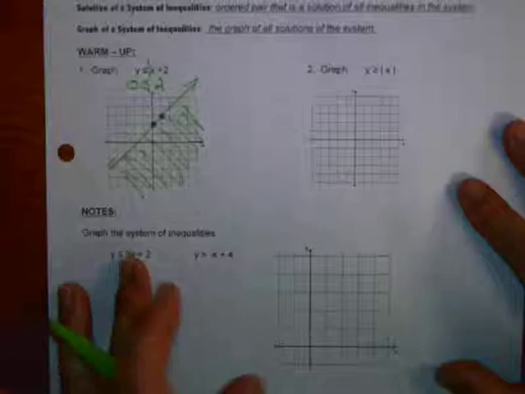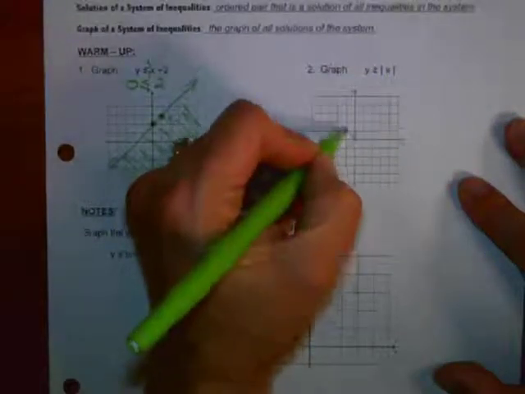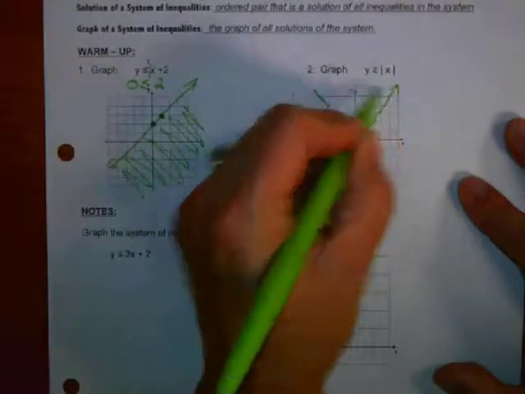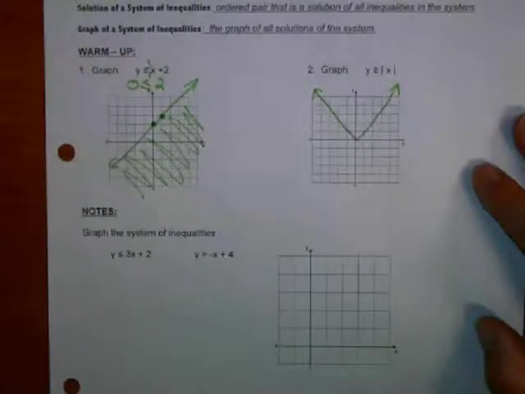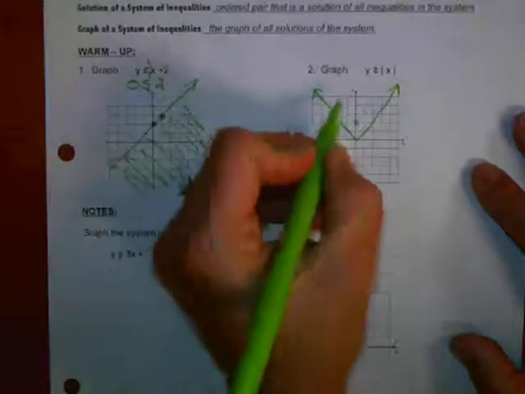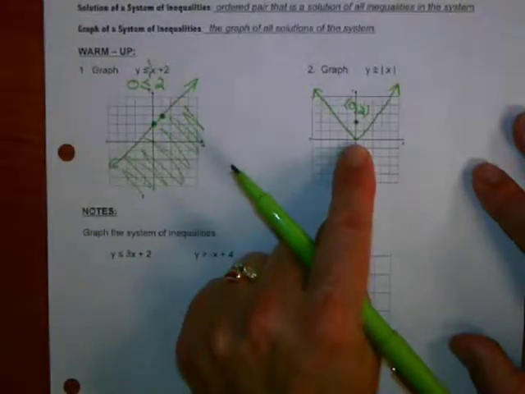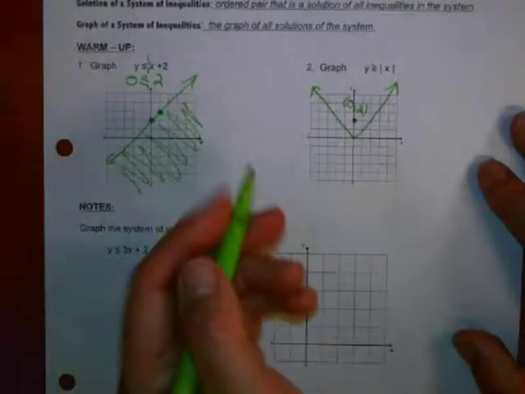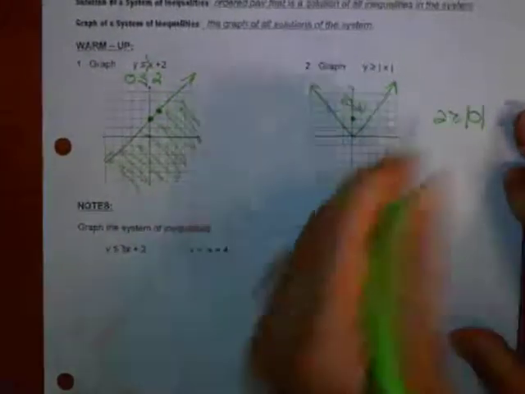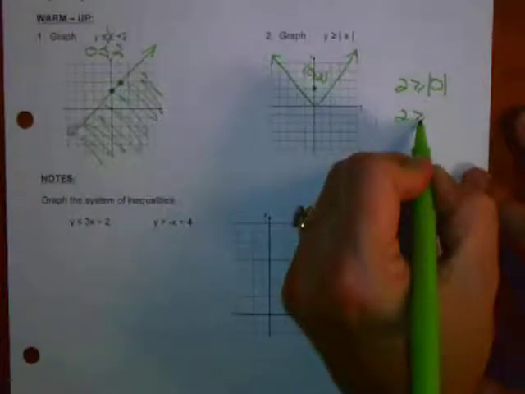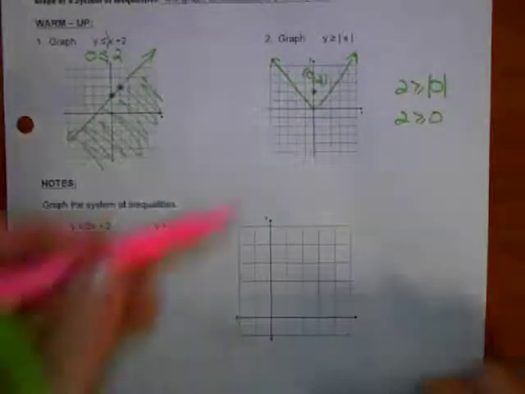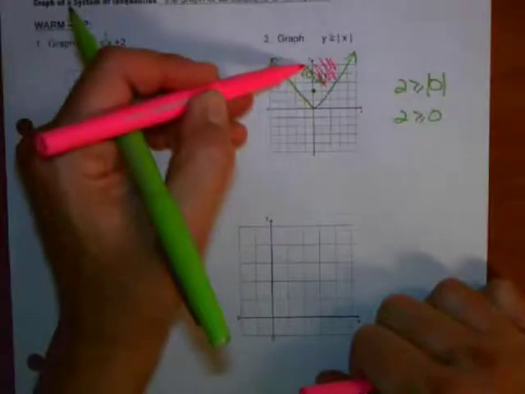Okay. So this is just the basic parent function of an absolute value, which is a v, and it is solid. You can use that little trick I just said, but if you don't remember, you could check out a different point. Let's try 0, 2. I can't use 0, 0 because the function is on that point. So if I plug in 0, 2, is this a true statement? Is 2 greater than or equal to 0? So I shade this part of the graph. Okay? That's all review.